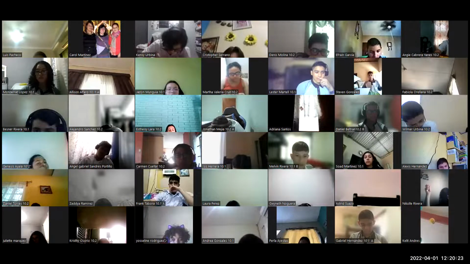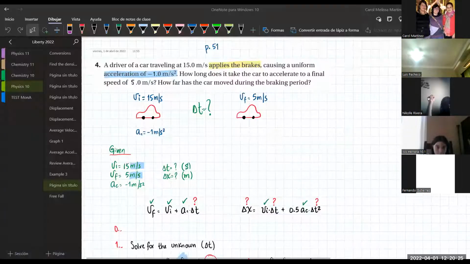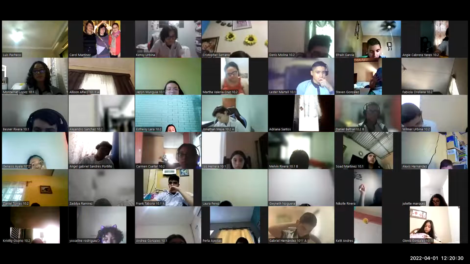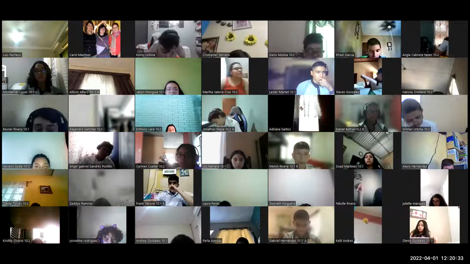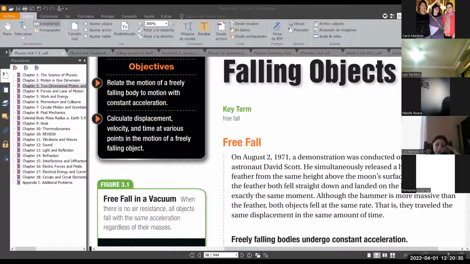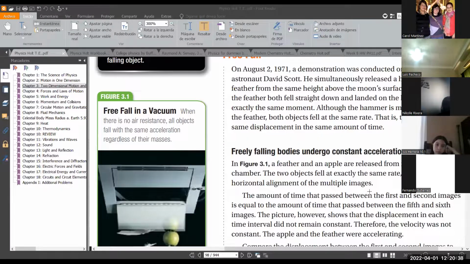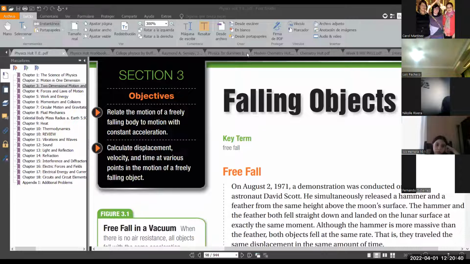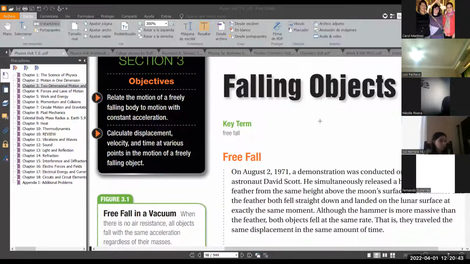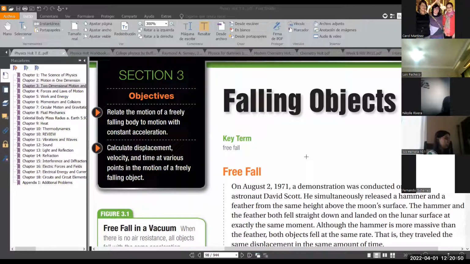So I'm going to share the screen. Okay, this is in your textbook. It says one of the main objectives in this topic, falling objects or free fall, is that you're going to calculate displacement, velocity, and also time.